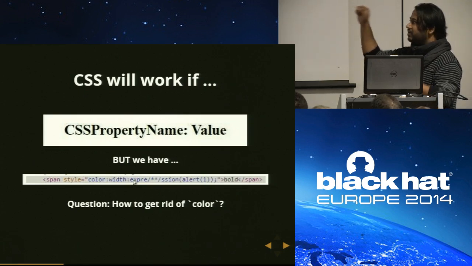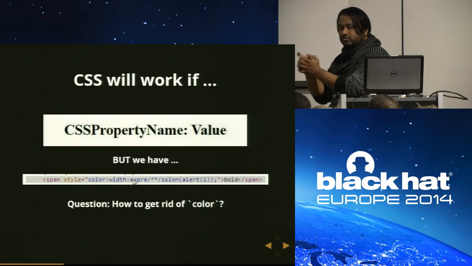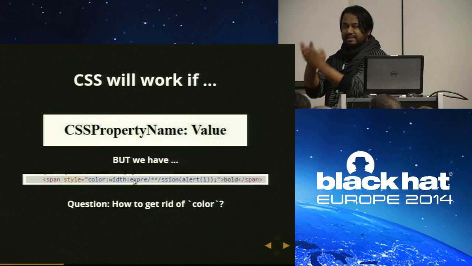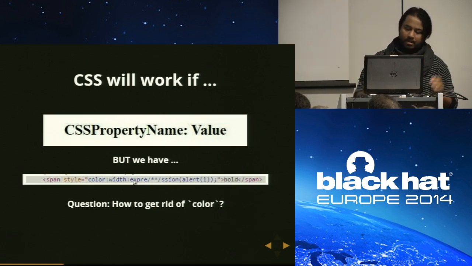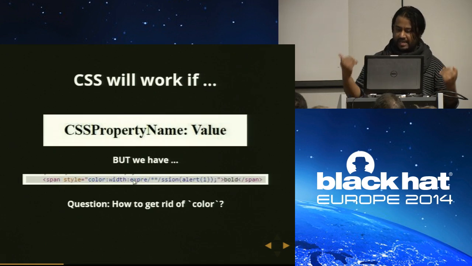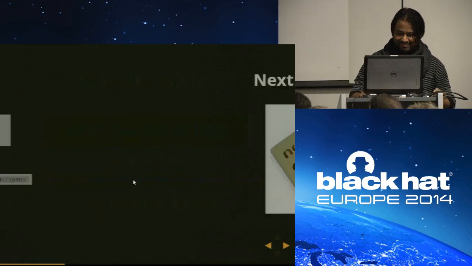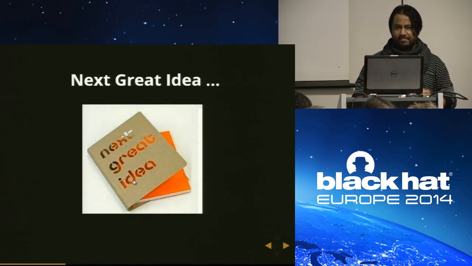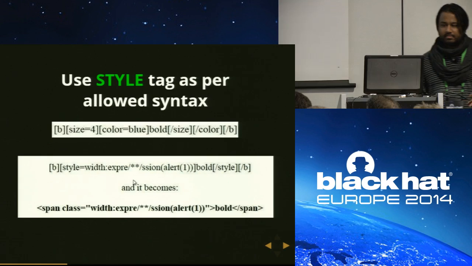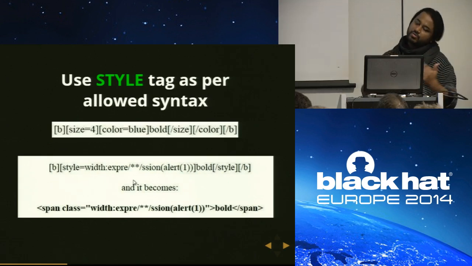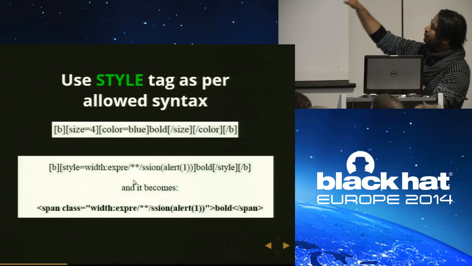I want to get rid of this property in order to make the CSS work, because I want to assign the value width expression to a style so that it will work. The question I had was how to get rid of color. The next idea that came to my mind: I want to break this specific editor. Okay, let's use a style tag. Previously I was using a style attribute. Let's use a style tag with the allowed format.